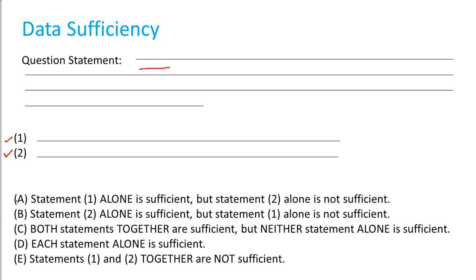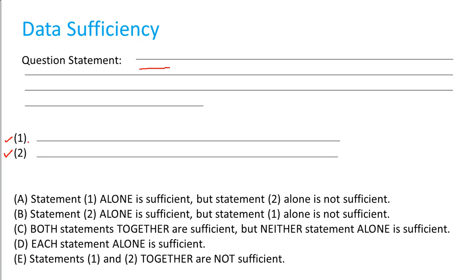Option choice A says statement 1 alone is sufficient but statement 2 alone is not sufficient to answer the question. Option B says statement 2 alone is sufficient but statement 1 alone is not sufficient to answer the question. Option choice C says both statements together are sufficient but neither statement alone is sufficient to answer the question. Option choice D says each statement alone is sufficient to answer the question. Option choice E says statements 1 and 2 together are not sufficient to answer the question.